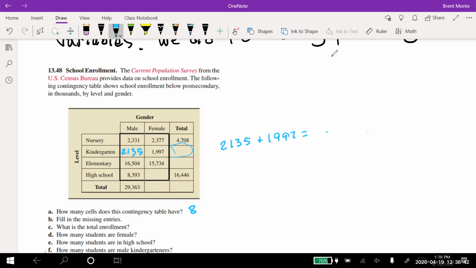4132. Some of you are probably saying, I was born in 1997. I was not. So we can enter that number, 4,132 here. And now we can do the same with elementary, add those together to get that number, 16,504. Notice we could have done that as my first step if I wanted to.